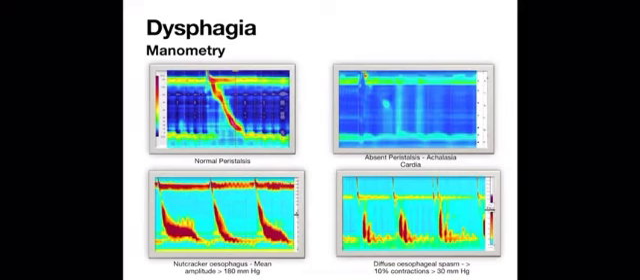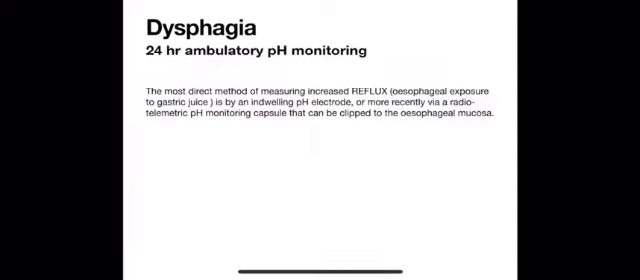And the third diagram shows multiple peristalsis with high amplitude of greater than 180 millimeters of mercury, which is seen in nutcracker esophagus. And the fourth one shows a diffuse esophageal spasm, when greater than 10% contractions have a pressure of greater than 30 millimeters of mercury.